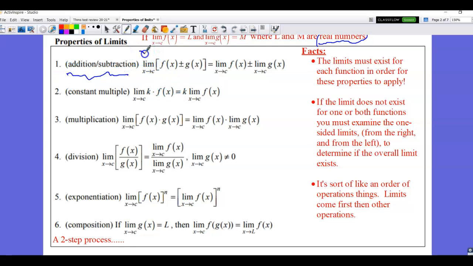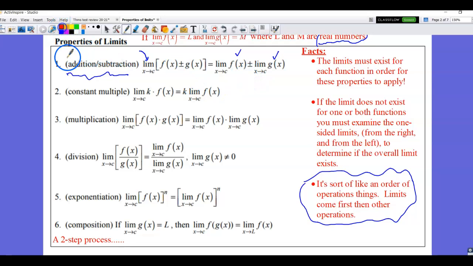So you can see that I'm finding the limit as x approaches c of the sum or difference of two functions. So we have added f and g together or subtracted them. If we think of, like I said, sort of like the order of operations thing, when we have this sum or difference, what we can do instead is find the limit as x approaches c of the first function, the limit as x approaches c of the second function, and then add or subtract those limits. So find the limit first of each function, then combine by addition or subtraction.